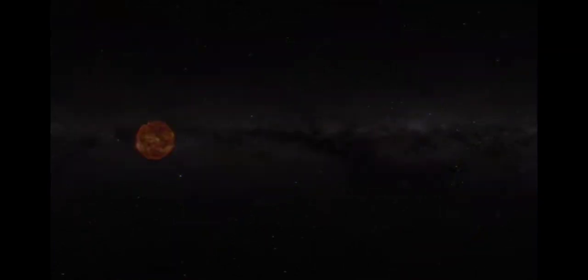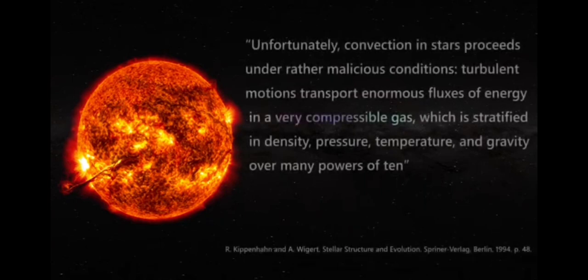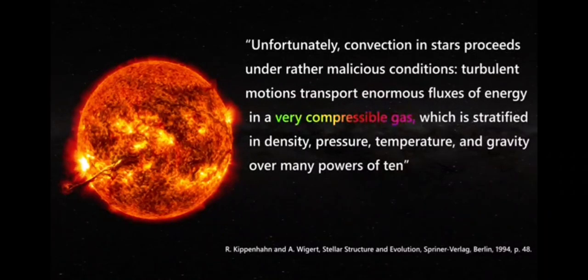I also refer to the sun as a gas when explaining the Standard Model, and so do the astronomers in advanced coursework. For instance, here is a quote from a classic book used in graduate solar physics classes. "Unfortunately, convection in stars proceeds under rather malicious conditions. Turbulent motions transport enormous fluxes of energy in a very compressible gas, which is stratified in density, pressure, temperature, and gravity over many powers of 10."